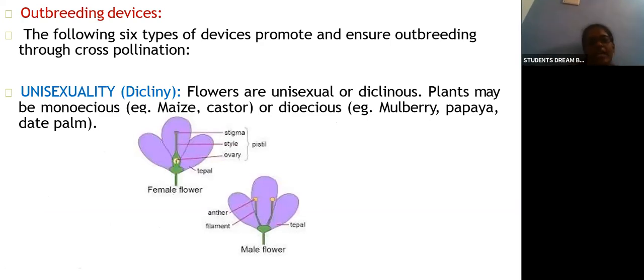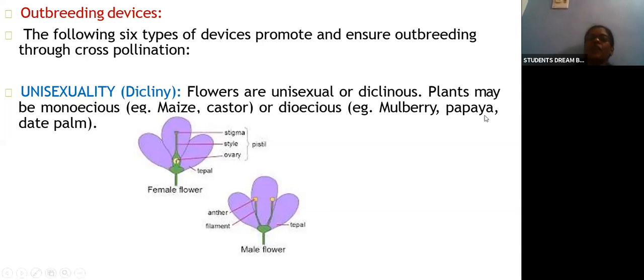The following types of devices promote and ensure outbreeding through cross pollination. Okay, first is unisexuality. Okay, so flowers வந்து unisexual we can make it. So என்ன ஆகும்னா plants வந்து either monoecious இருக்கும், அதாவது both male and female flowers will be present in the same plant itself, or it can be dioecious, like in papaya.